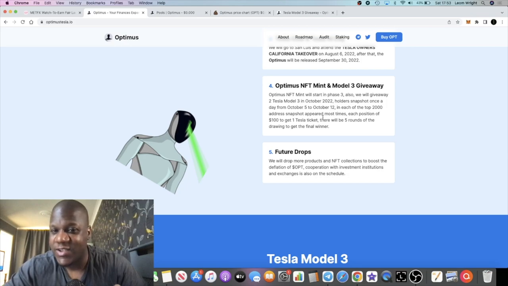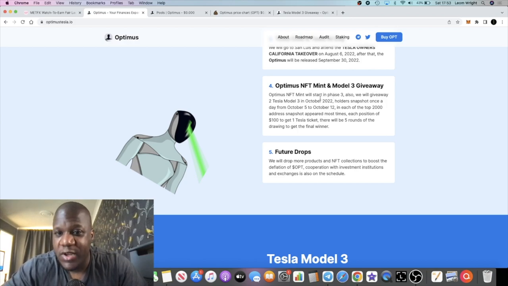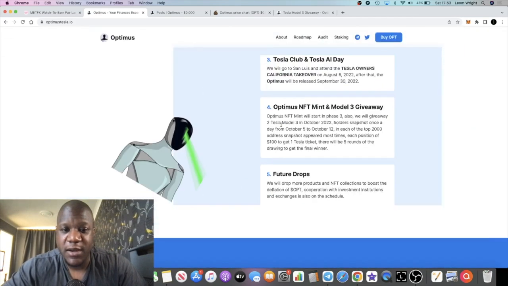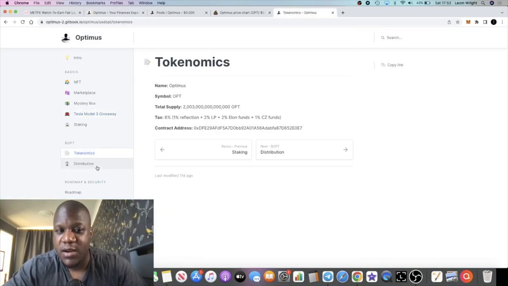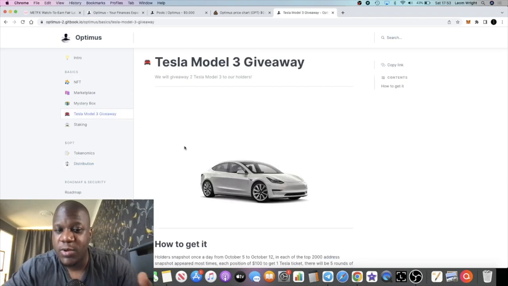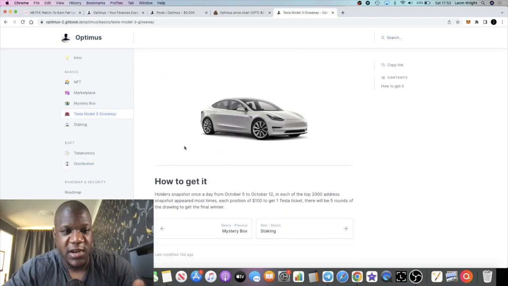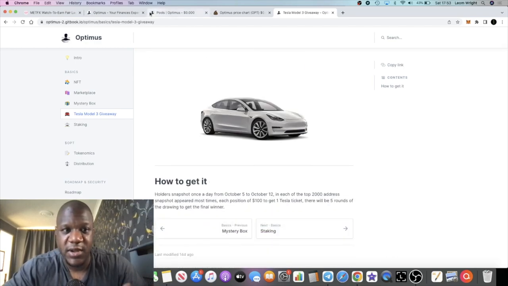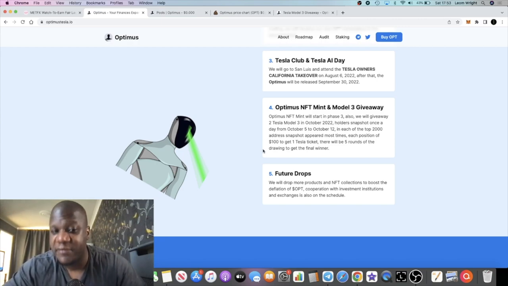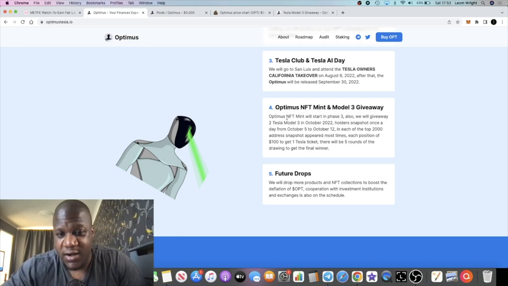We know that Tesla are usually late with deliveries, right? So then you have the Optimus NFT Mint and Model 3 giveaway. It's important to know about this giveaway, okay? And all of this is in the white paper, by the way, guys. So I do recommend you go and read through it. They normally include the same information in white papers that they do on the website, so it just depends on which format you'd like to look at. On the website, it's a little bit more fun to browse through rather than read through the white paper. But in a nutshell, Optimus NFT Mint will start in phase three.